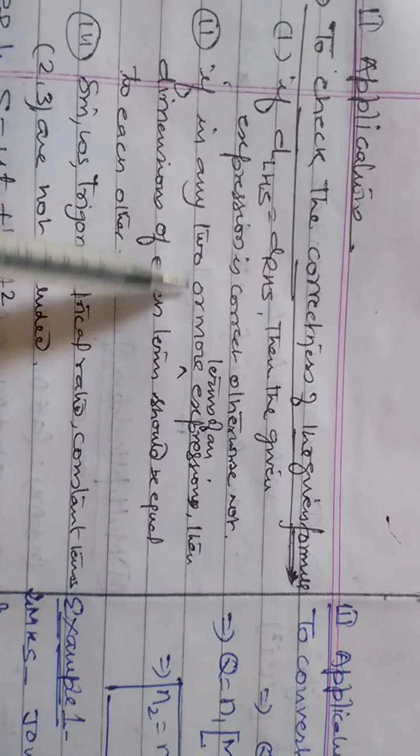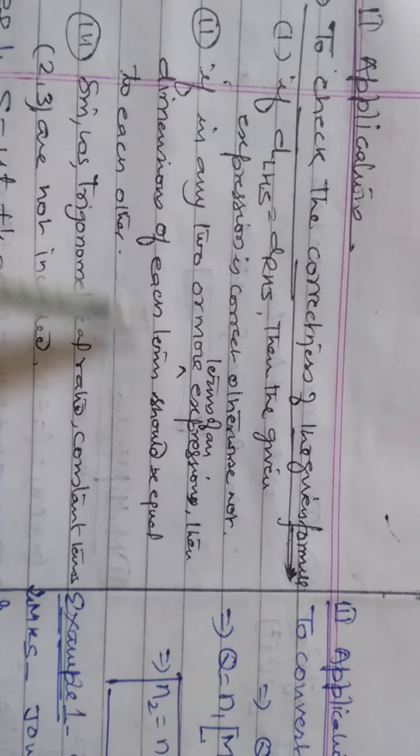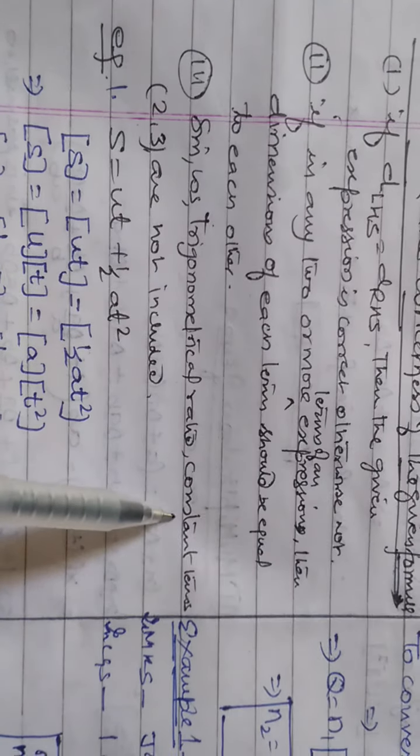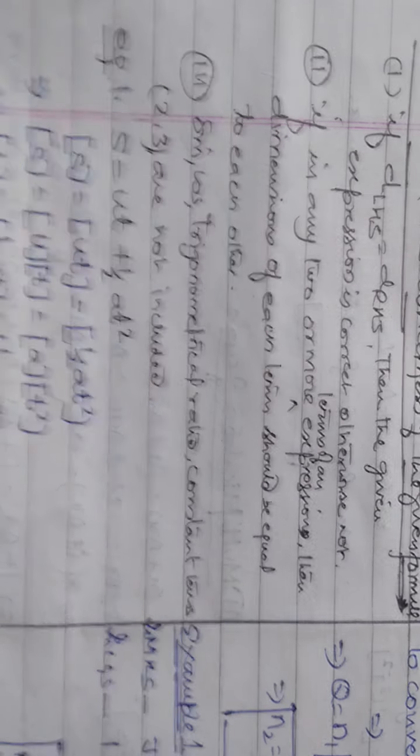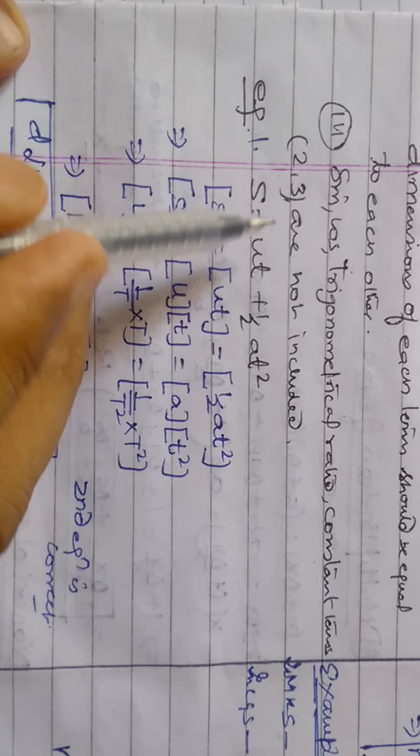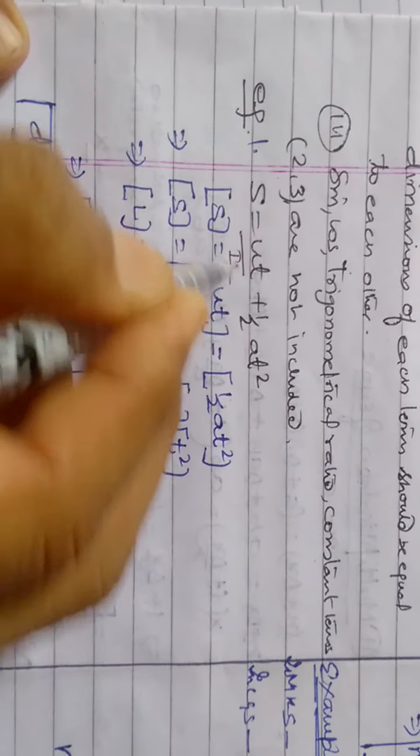Second, if two or more terms are there in an expression, then the dimension of each term should be equal to each other. And third, trigonometric ratios and constant terms are not included. Now I am taking a very, very famous equation, the second equation of motion, s is equal to ut plus half at square. How many terms are there? On the right hand side there are two terms.